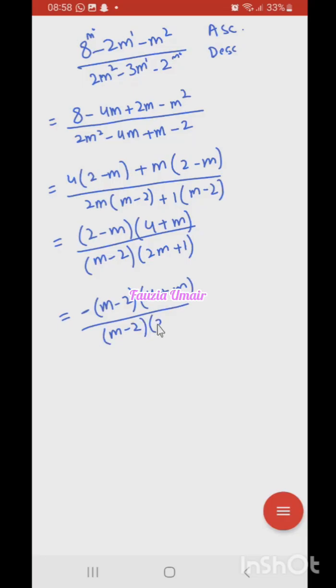Why did this happen? One way to correct it is what I just did: I take the common so that this m minus 2 can be cancelled, or we can rearrange it. Because one was in ascending order and the other in descending order, if we change the order of one of them here, that would also solve the problem. So it's up to you what you want to do. So this m minus 2 is cancelled, and we are left with -4 plus m divided by 2m plus 1. Now this is your answer.